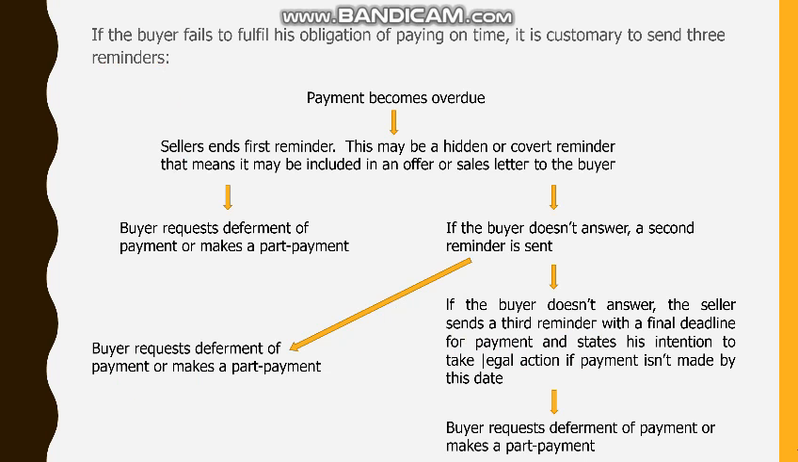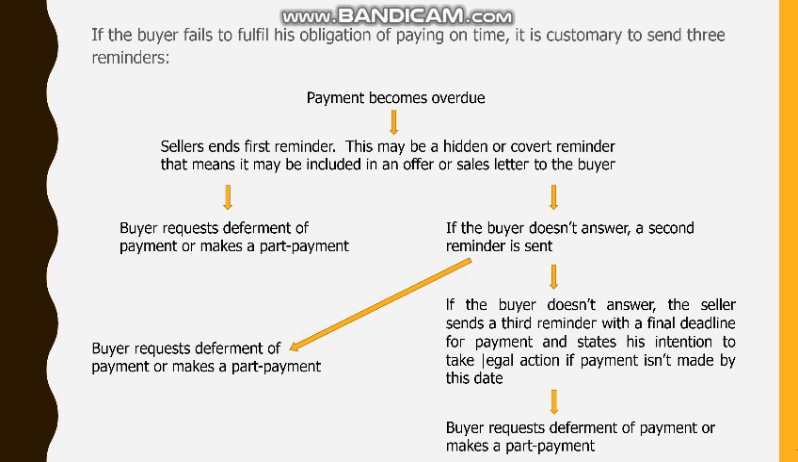Number 6. Reminders. If the buyer fails to fulfill his obligation of paying on time, it is customary to send 3 reminders. You can see this is the process. Payment becomes overdue. What can you do? The seller sends a first reminder. This may be a hidden or covert reminder, which means it may be included in an offer or sales letter to the buyer. And then the buyer requests deferment of payment and makes a part payment.